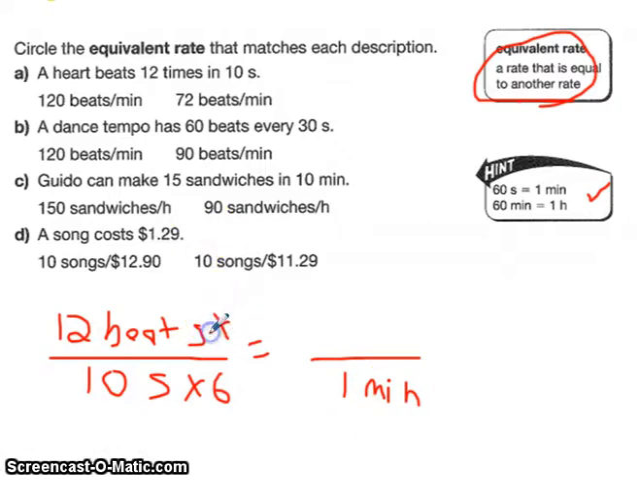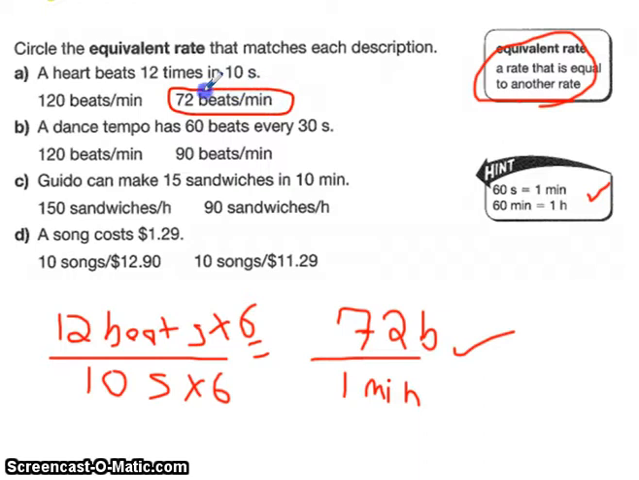Whatever we do to the bottom, we must do to the top, and vice versa. If we do something to the top, we must do it to the bottom. And 12 times 6, you can do it in your head, with a pen and pencil, calculator, times table, however you like. But either way, if you do it correctly, what you'll find is that you will get 72 beats. Let's put B there for beats. So 72 beats per 1 minute. So the answer in this case is 72 beats in 1 minute. And this is right out of your book as well, on page 139.